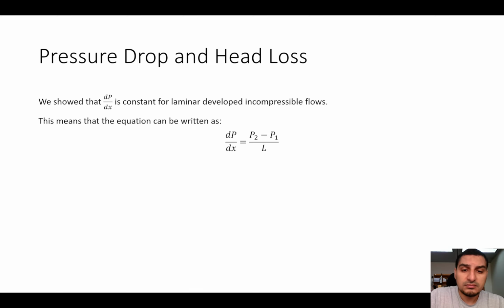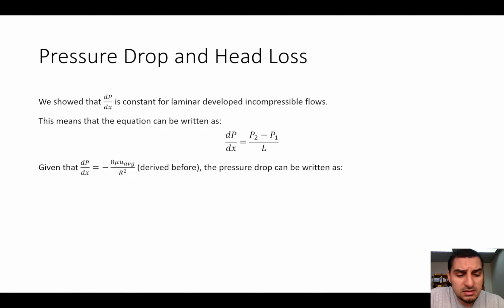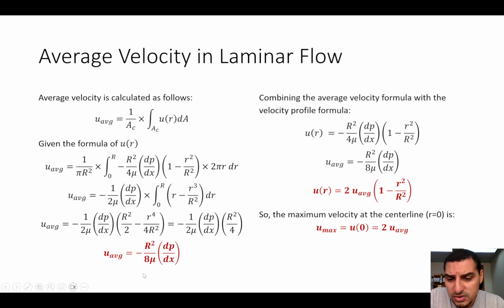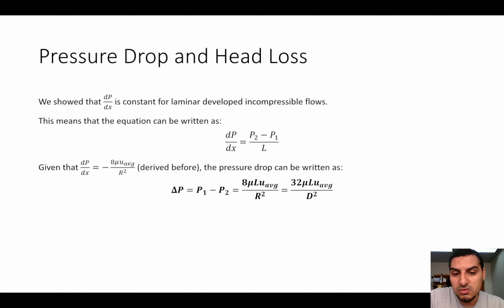So we can use this equation that the average velocity is negative r squared over 8 mu times dp by dx, but we are going to rearrange it to have dp by dx equals negative 8 mu u average over r squared. So this is the equation that we are going to use. And we are going to convert this and use diameter instead of radius, so it's now multiplied by 4 up and down, so it's 32 mu u average over d squared. Keep in mind that in this equation we have delta p defined in a different way.